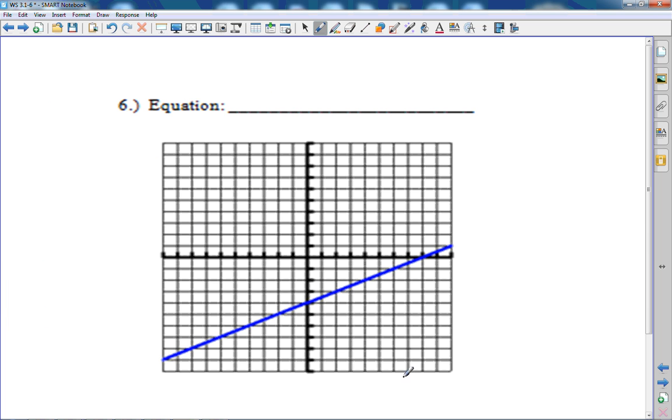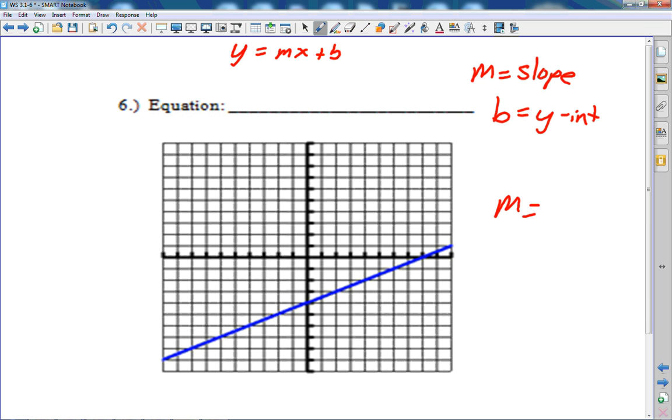Next, they want the equation for this line. Well, I know that I need y equals mx plus b. Remember, m is my slope. b is my y-intercept. We're going to find m, and then we're going to find b. The easiest thing to do is find the b first. Here's the y-intercept. 1, 2, 3, 4. I'm going down, so it's 0, negative 4.